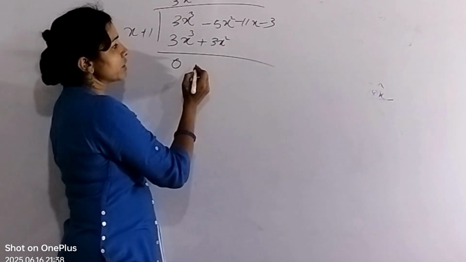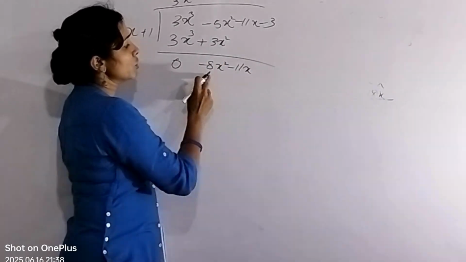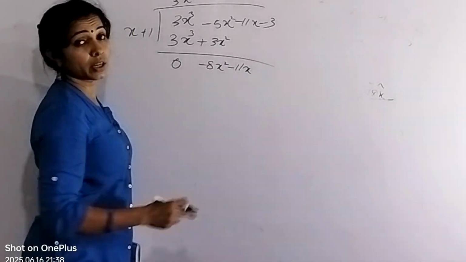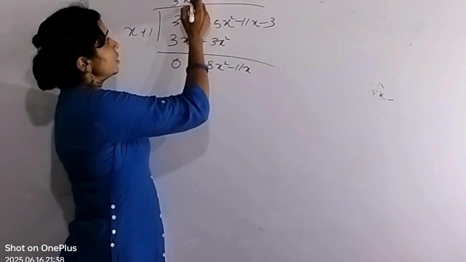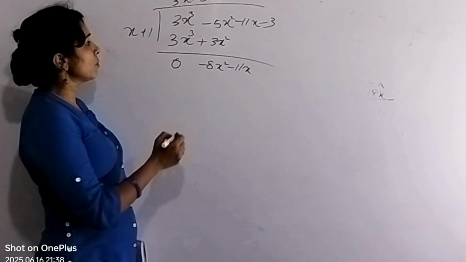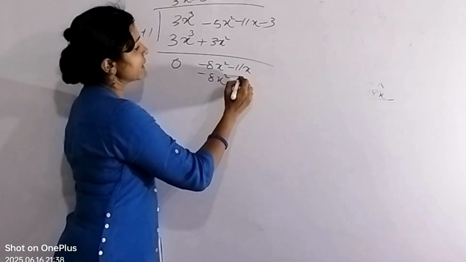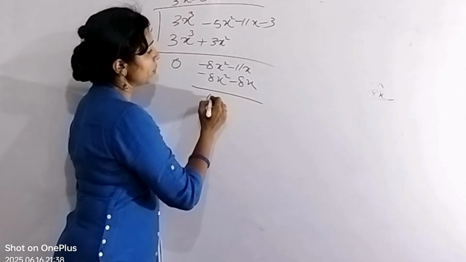Then minus 5x square minus 8x square, and I am writing minus 11x also. So to get minus 8x square, what term do I have to put here? Minus 8x. Minus 8x into x is minus 8x square, then minus 8x into 1 is minus 8x. Then this will become 0.